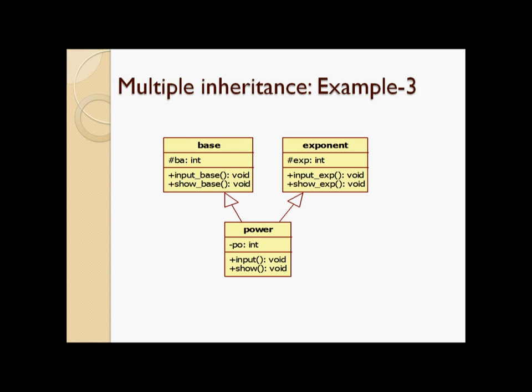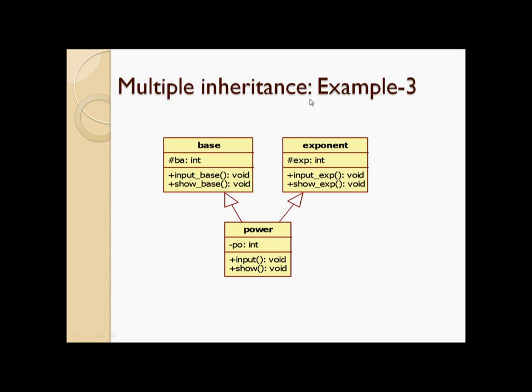These two classes have two functions. First one is input underscore base, the return type is void, which is given in base, and show underscore base. Similar to these two functions, the exponent class supports the same functions for exponent.